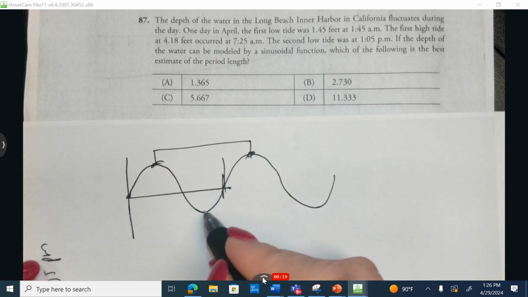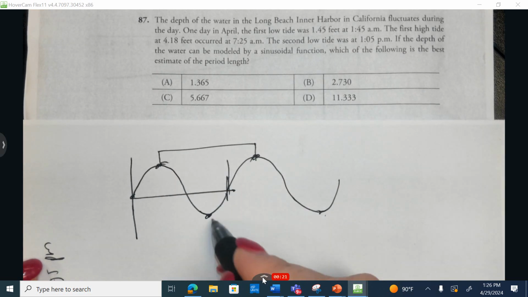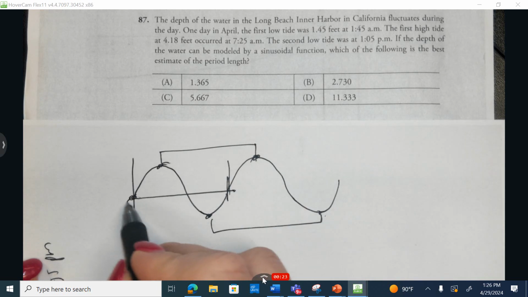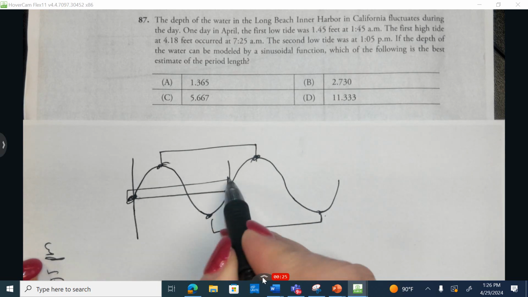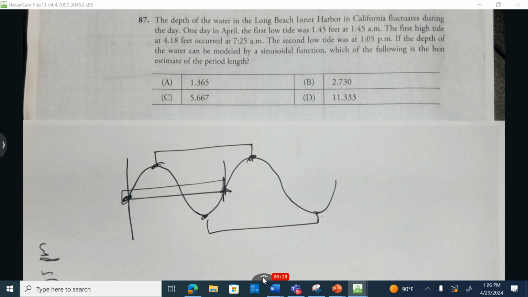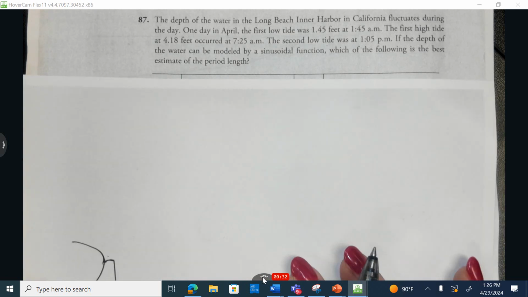This distance would be the same distance as from the low point to the next low point, okay? Or from this first middle back to this middle. These are all different ways that we can measure the period length, and they would all be the exact same distance. All right, let's look at this particular problem.